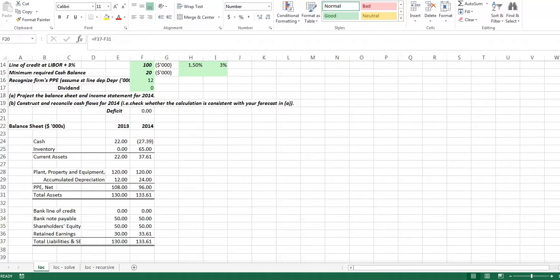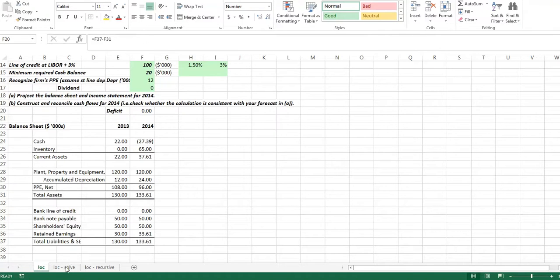Sorry for the brief interruption. What I want to do at this point is look at the next tab. You'll notice that although we have assets equal to liabilities plus stockholders' equity, we have a negative cash amount, which likely is not feasible. We have to have some sort of a minimum positive cash balance.